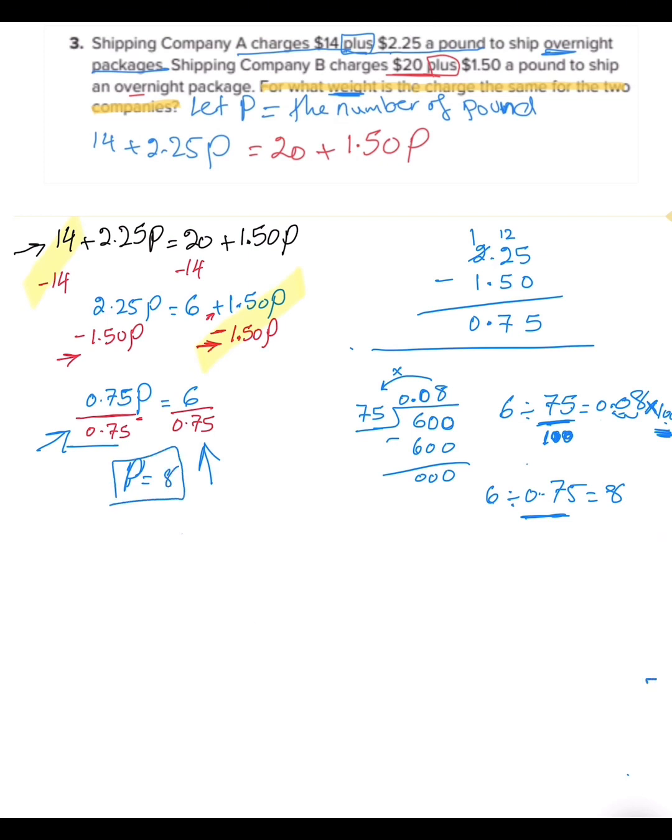So here let's see. For what weight is the charge the same for the two companies? At 8 pounds. For the weight, 8 pounds. So we have two companies. They have different costs, but at 8 pounds, if the weight is 8 pounds, the cost of the companies will be the same. Okay.